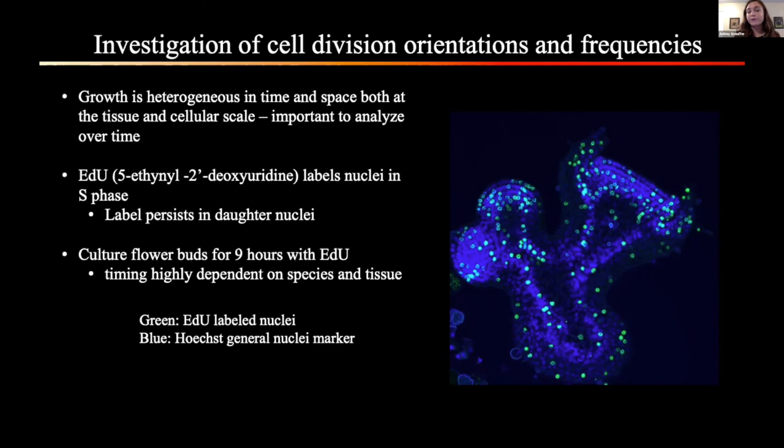So I'm culturing floral buds for 9 hours with EdU, and the EdU labeling persists in the daughter nuclei. So I'm able to score cell division orientations by finding labeled daughter nuclei. In the images I'm going to show you, the EdU labeled cells are green, and the blue is Hoechst, a general nuclei marker that's marking all the nuclei.